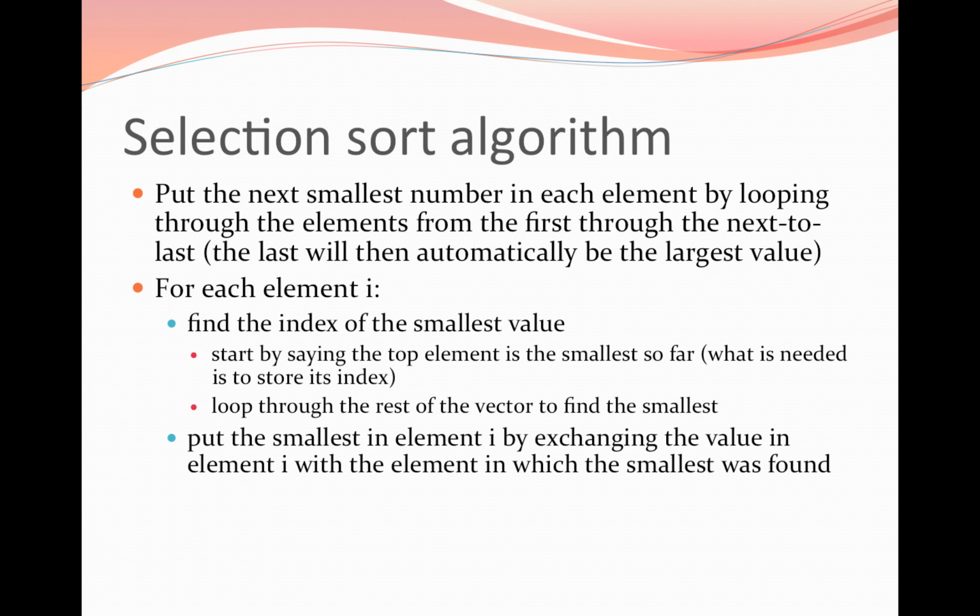We loop through the rest of the vector to find the smallest. Again, what we need to know is where that is. And we put the smallest in element I by exchanging the value in element I with the element in which the smallest was found. So again, we need to know where that location is.